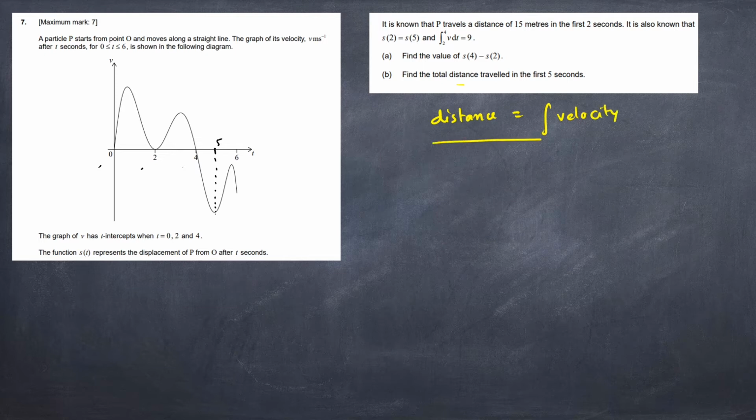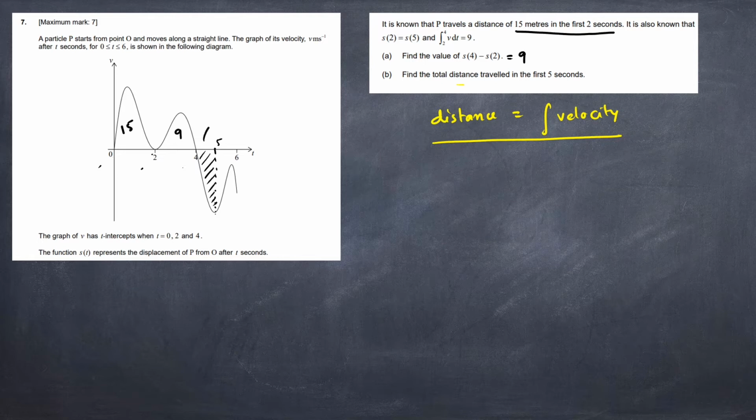So if this is the relation, then obviously from the first two parts we can get the idea that P travels a distance of 15 meters in the first 2 seconds. So the area under the curve from 0 to 2 is 15. Just recently we found that S4 minus S2 is equal to 9, so the area under the curve from 2 to 4 is 9. Now we just need to find the area from 4 to 5.